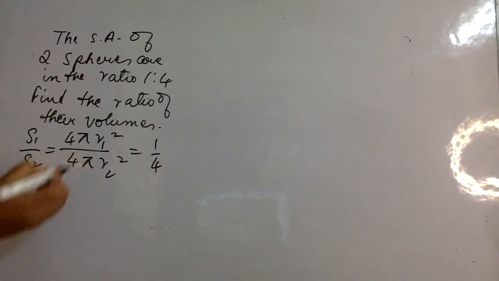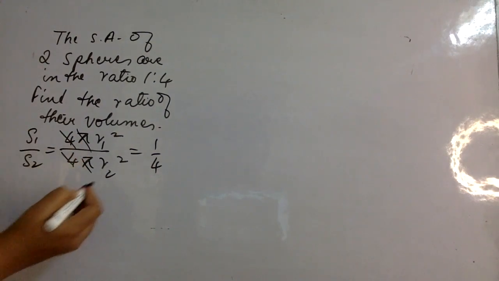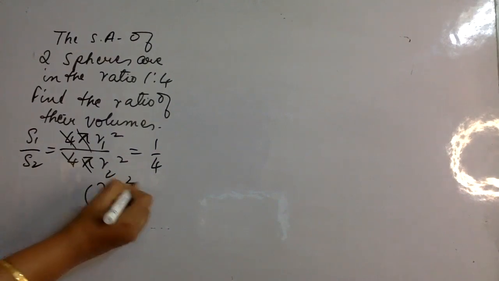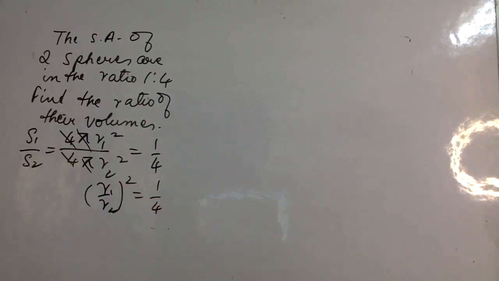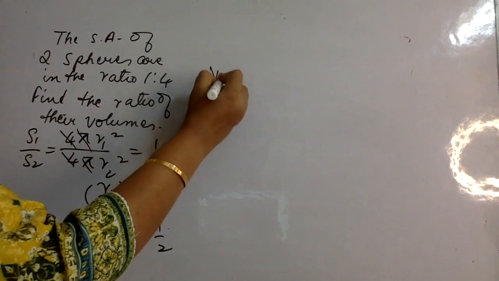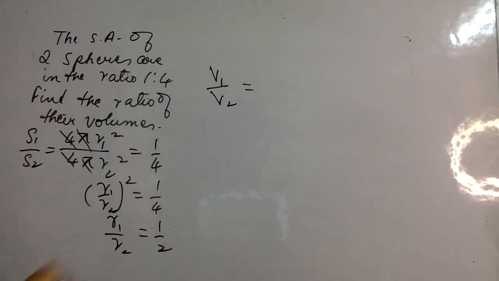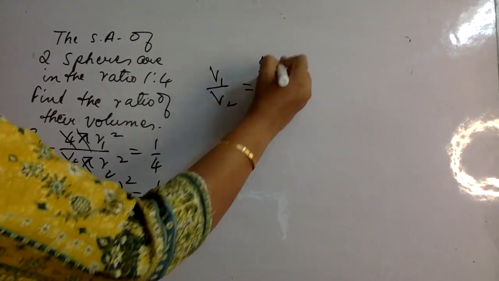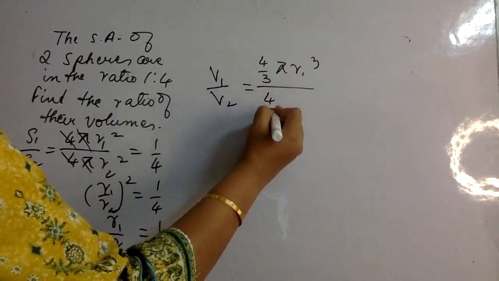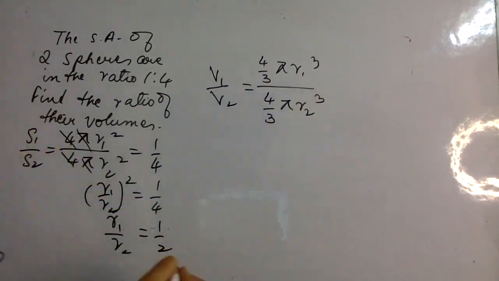Here only I'll do the cancellation. Okay, so I get (R1 by R2) square is 1 by 4. From this I can get R1 by R2 as 1 by 2. Yes, so R1 by R2 is 1 by 2. Now, V1 is to V2 is equal to how much? So V1 by V2, again I'll write the formula: 4/3 pi R1 cube by 4/3 pi R2 cube.